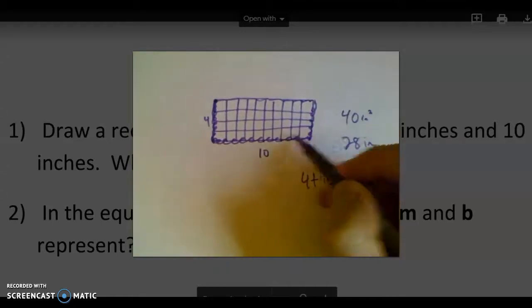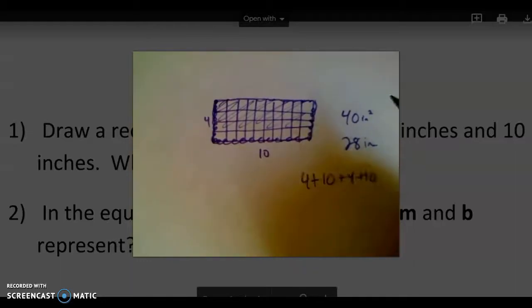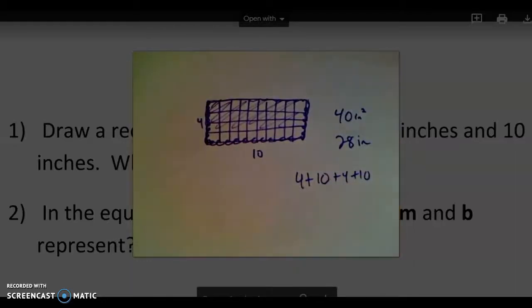Perimeter is one dimension, so it does not get the squared. Area is covering the surface of a two-dimensional shape, and therefore it gets the square sign.